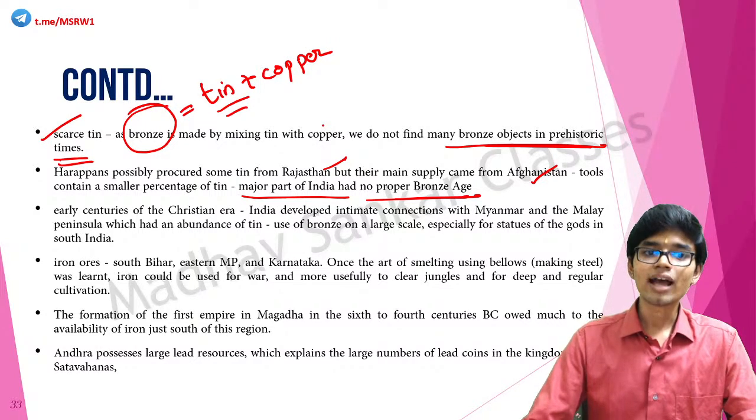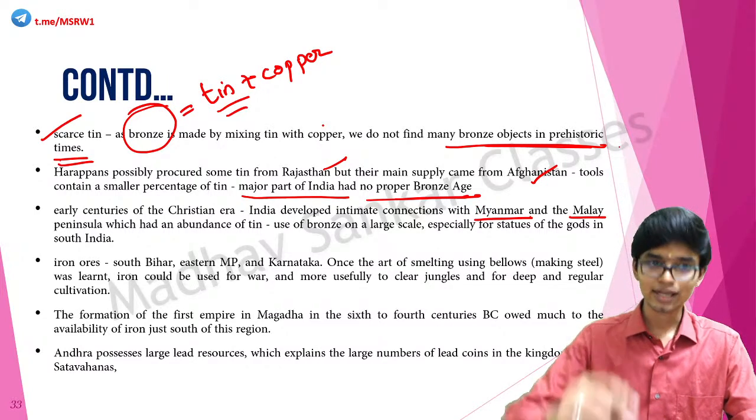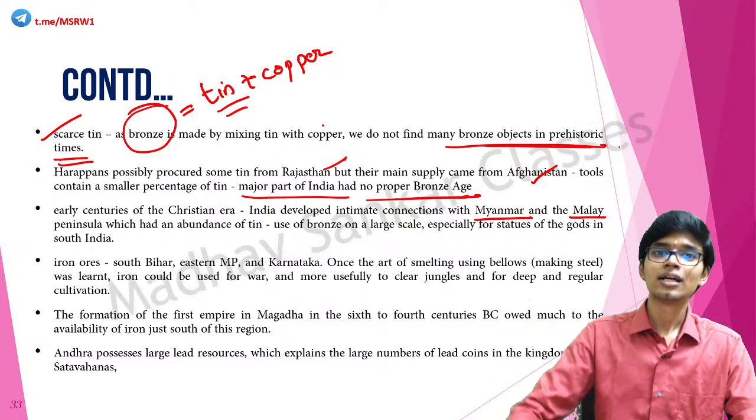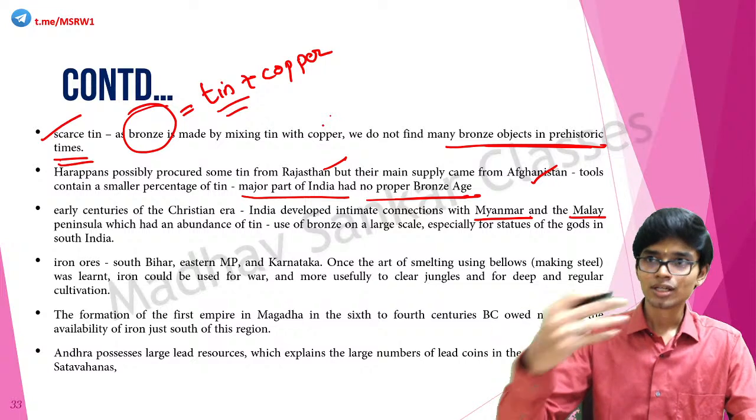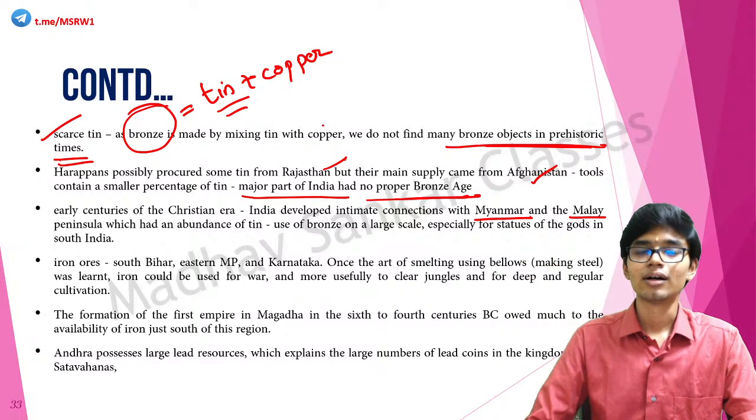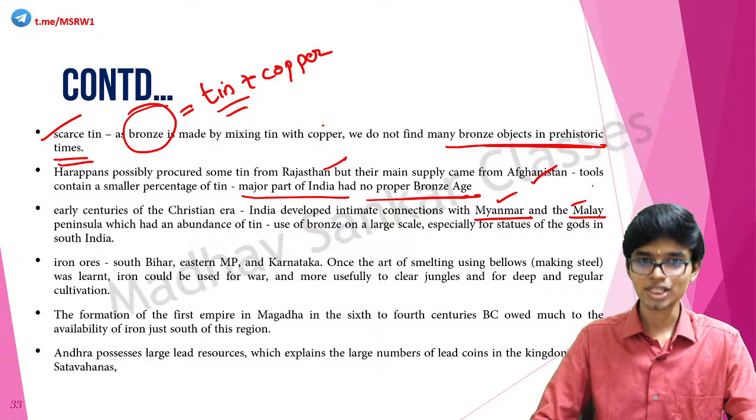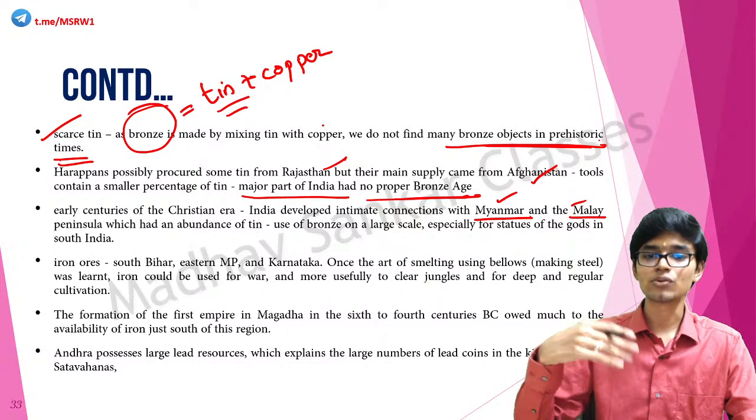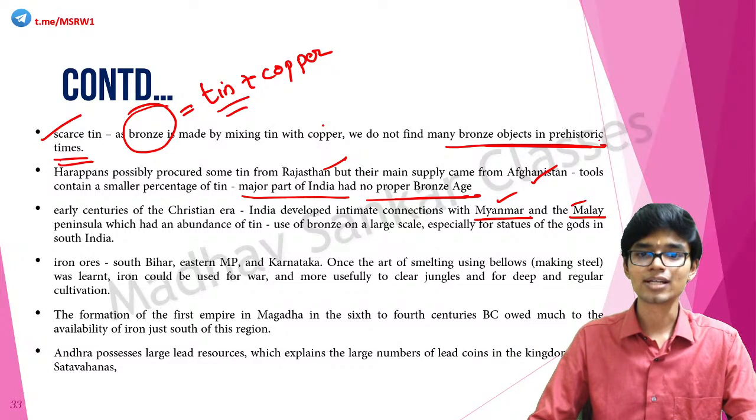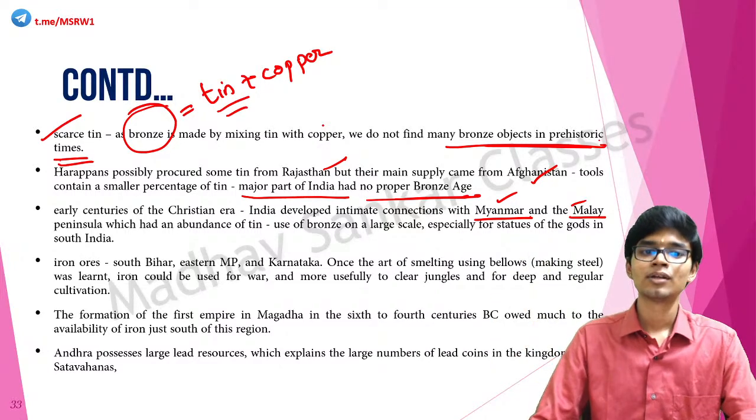Clear? It is only after we came in contact with the Myanmar and Malaya region, in the early centuries of the Christian era, that we finally had a huge resource of tin. Tin was abundant in the Myanmar and Malaya regions, and it is only then that we started using bronze utensils and bronze statues on a large scale.